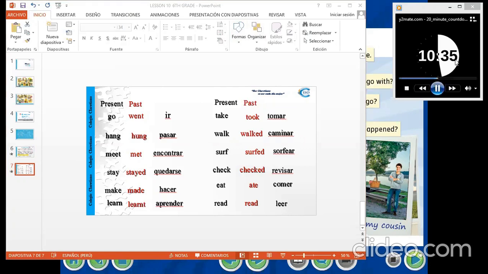Okay, you have 10 minutes more. If you finish, please tell me, okay? Because you need to read your composition, okay? Teacher, I finished. You finish? Okay. Can you read, please, your composition, Milagros?